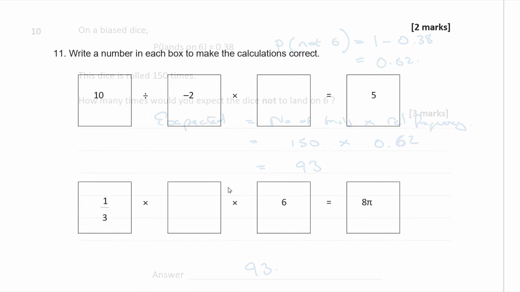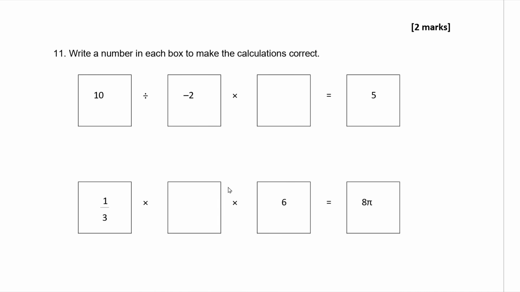93. Question 11. Write a number in each box to make the calculations correct. 10 divided by 0.2 times something is 5. Well, 10 divided by 0.2 so far is going to be 50. So if we want to flip that into positive 5, I guess we need to times it by negative 1, don't we? Times by a negative 1 isn't going to change its value, but the negative sign is going to flip the sign from negative to positive. So by negative 1 there.